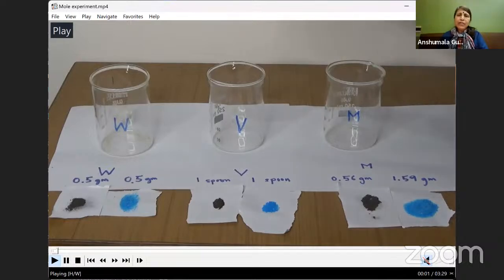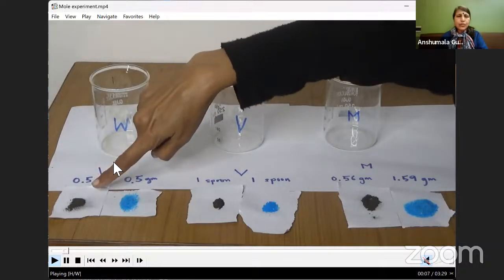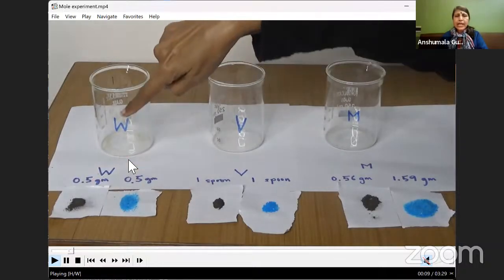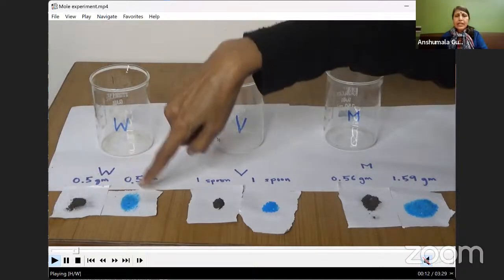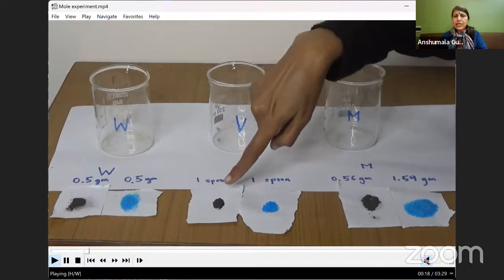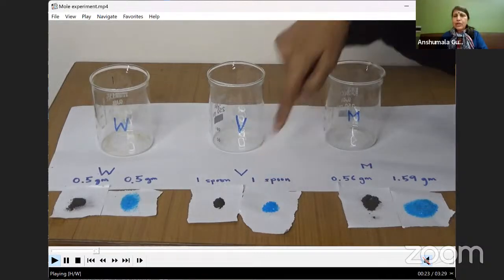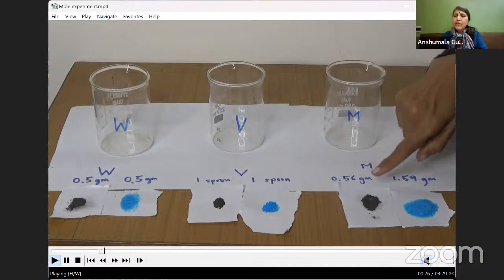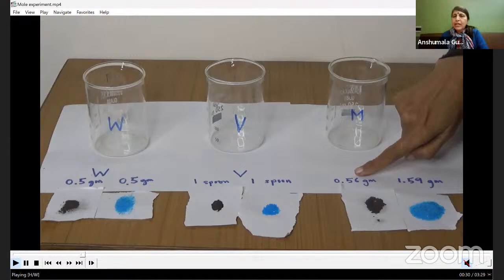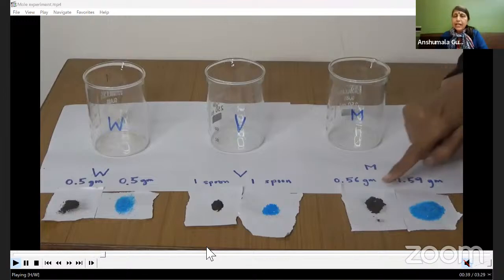We are just showing you that we have taken 3 beakers, and when we say W, we have taken equal weights. So 0.5 gram of each of the 2 reactants here. And when we say equal volumes, we have taken just 1 small spoon of each here. And here, when we say equal moles, we have taken actually 1/100th of a mole, because 1 mole is very large. 1 mole was 56 grams. So we have taken 1/100 of a mole. So 0.56 grams here, and 1/100th here, 1.599 grams.